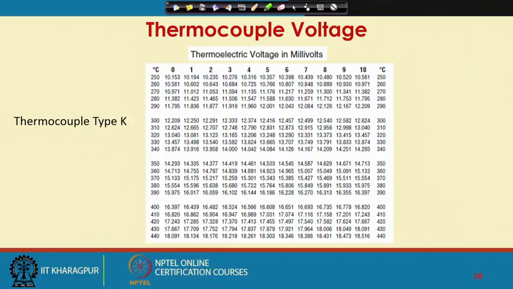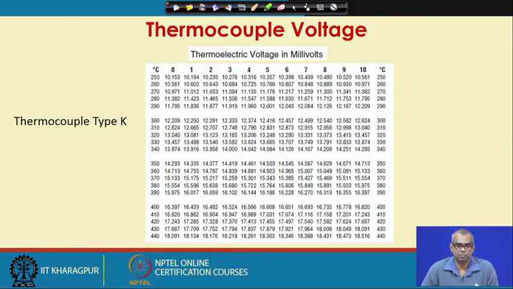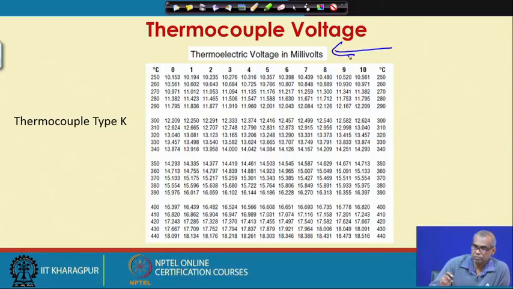So, this is how this thermocouple EMF table looks like. These thermoelectric voltages are given in millivolts and only a portion has been indicated.